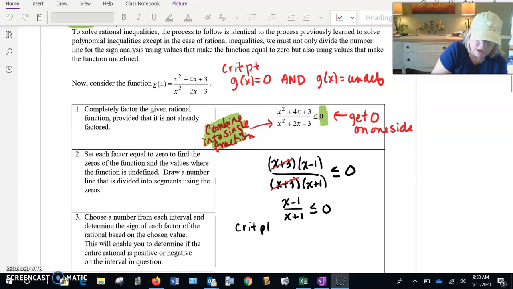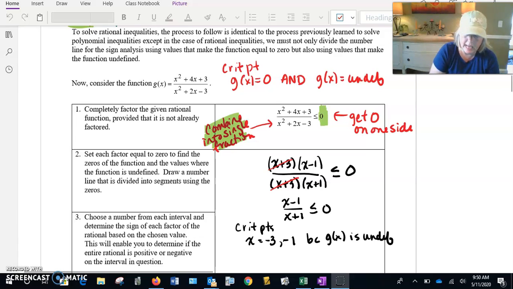that the critical points are going to be x equals -3 and -1 because g of x is undefined, okay? And x equal to 1 because g of x equals 0. Those are the critical points that we are going to put in the sign chart.